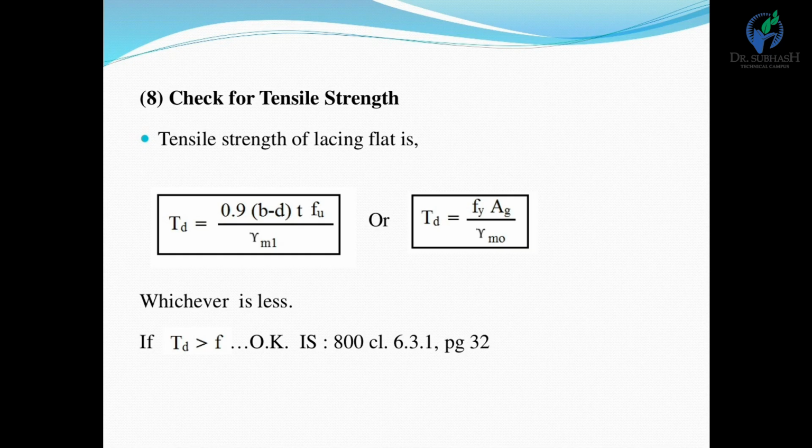The first one is 0.9 times (B minus D) into T into Fu divided by the partial safety factor, or you can say Td is equal to Fy into Ag divided by gamma m0. Ag is nothing but the gross area, and Fu means the ultimate tensile strength of the plate. Now whichever is less, if Td is greater than F, it is okay. This equation is given to you in clause number 6.3.1, page number 32.